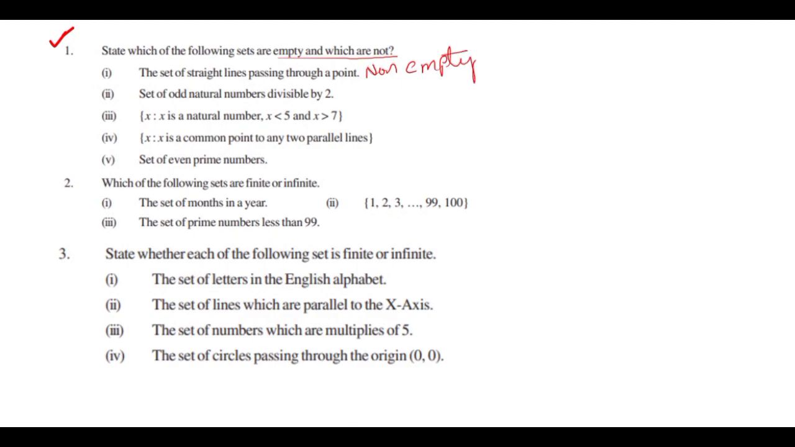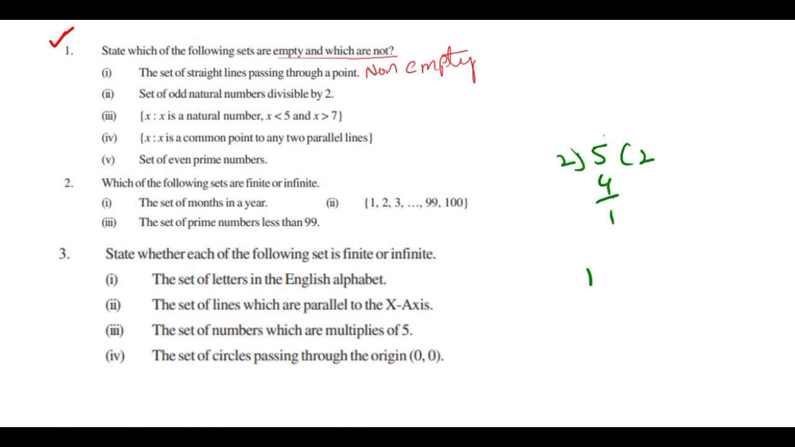Set of odd natural numbers divisible by 2. Odd natural number divisible by 2 means just take any odd number like 5. Can you divide 5 by 2? 2 2s are 4, remainder we get 1. So is 5 divisible by 2? Then the answer is no. Take any other number like 15.